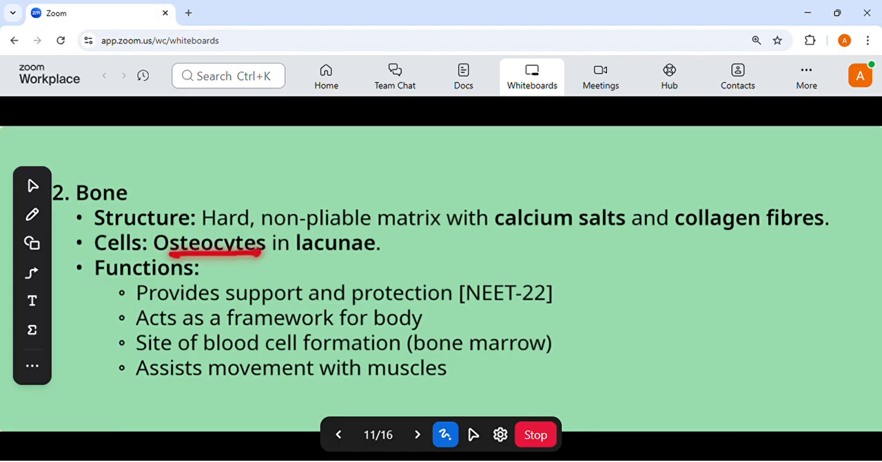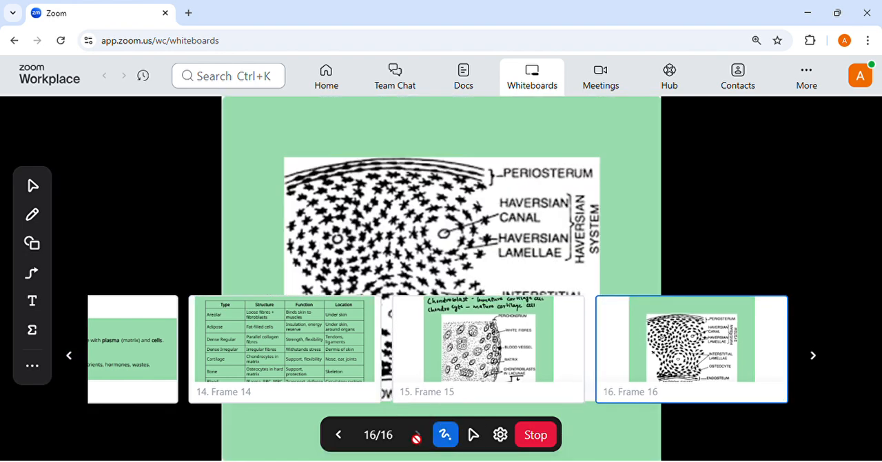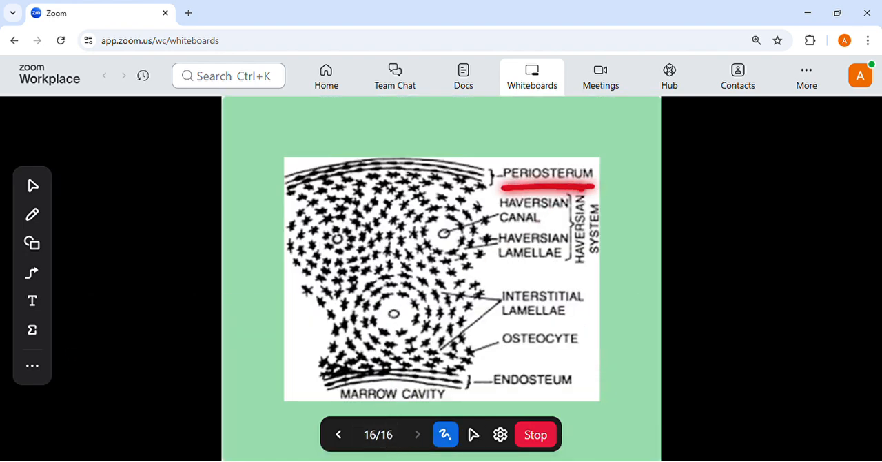सो यहाँ पे ओइस्टोसाइट प्रेजेंट होते हैं लैक्यूने में, जैसे वहाँ पे कॉन्ड्रोसाइट्स थे कार्टिलेज में. सो यहाँ पर जो ऑटोमोस्ट कवरिंग है इसको पेरियोस्टियम कहते हैं. और लैमिले, you see, lamellae is basically a ring of matrix. You can see how it is like a ring. So it is a ring of matrix, lamellae.